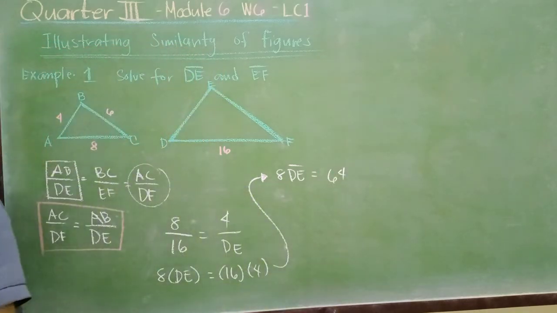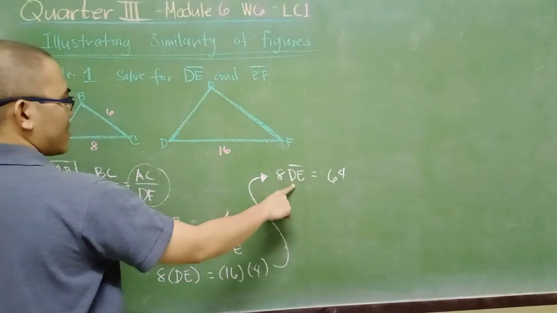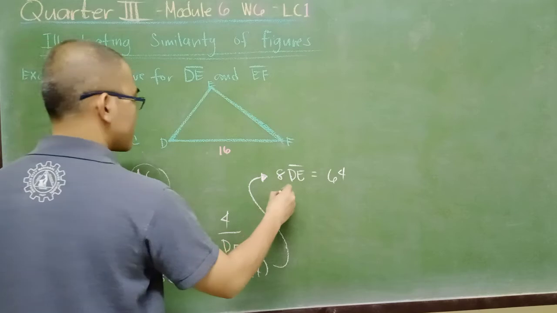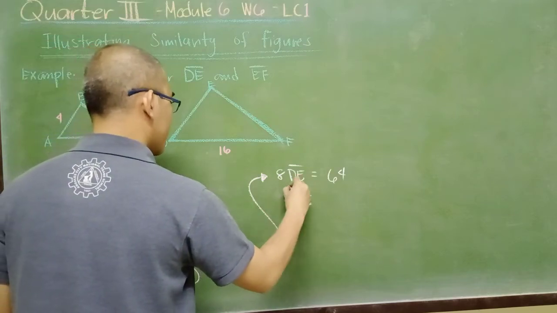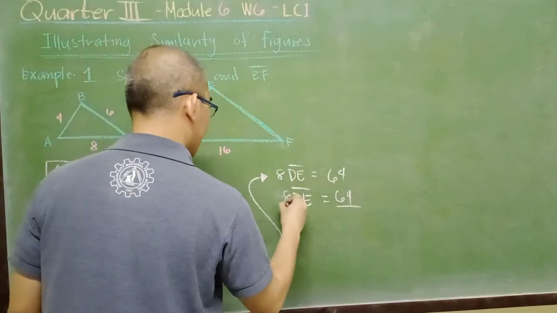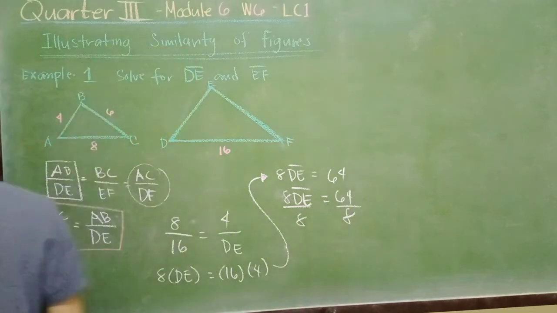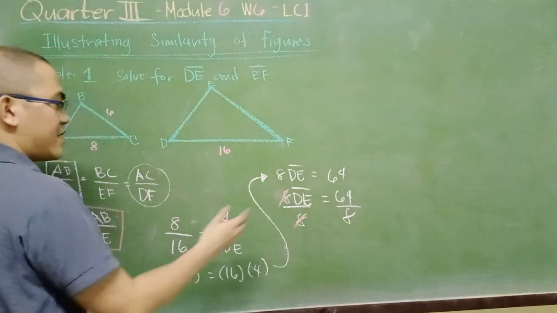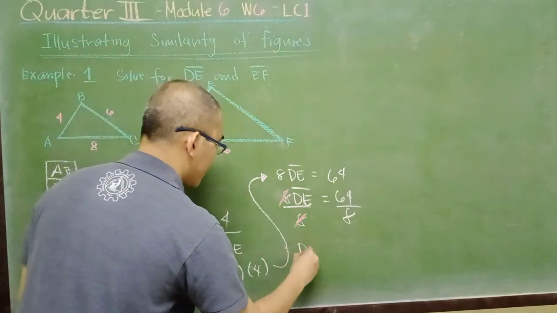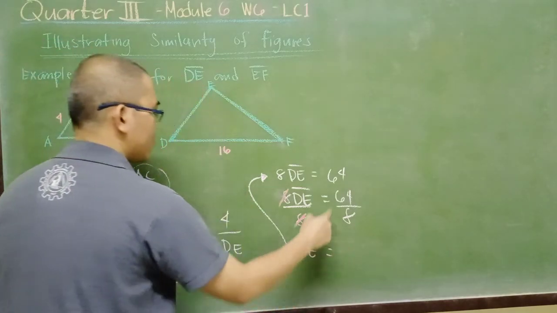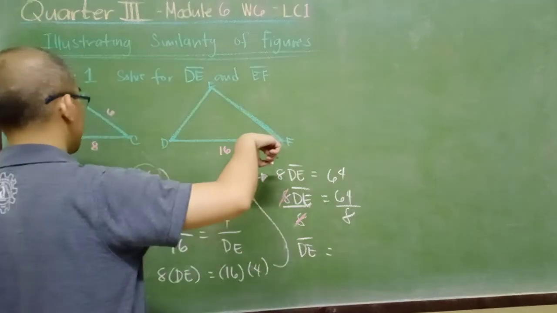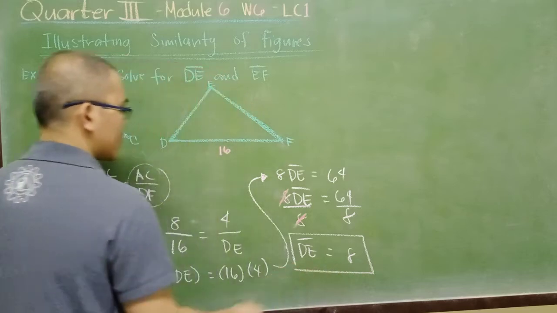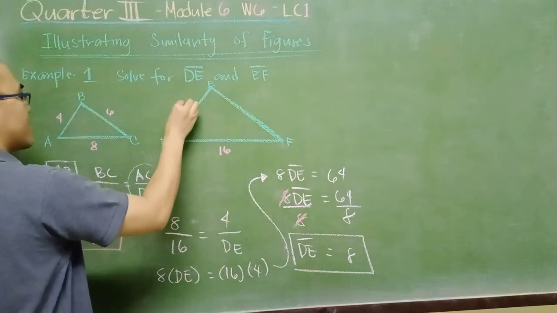16 times 4, 64. And then para makuha natin ultimately yung sukat ng DE, we will divide both sides by 8. So now, pwede mo na i-cancel yung 8 dito sa kabila. So now you will have DE is equal to 64 divided by 8, that is 8. So yung DE natin, this is 8.